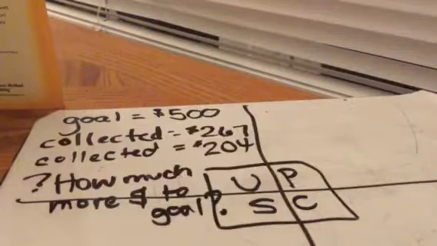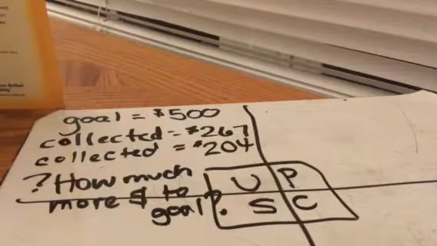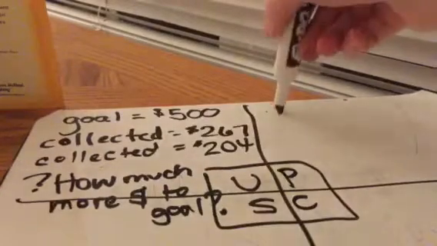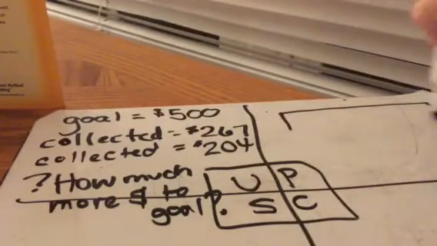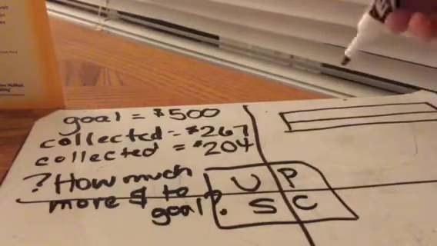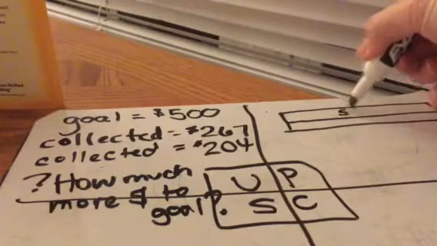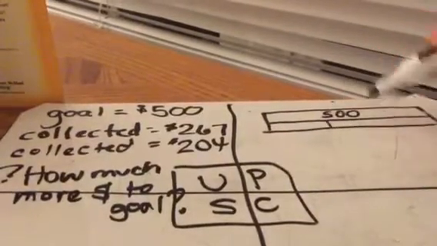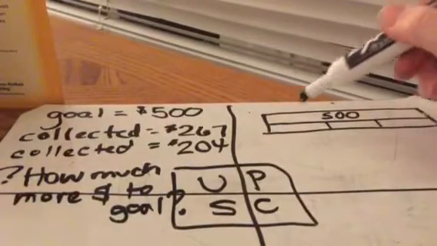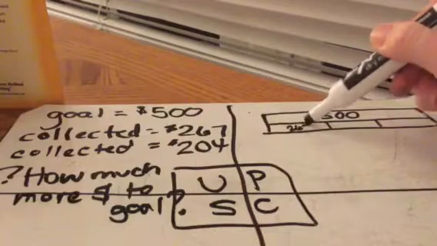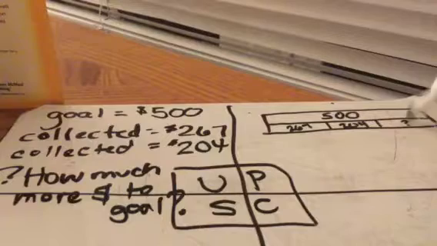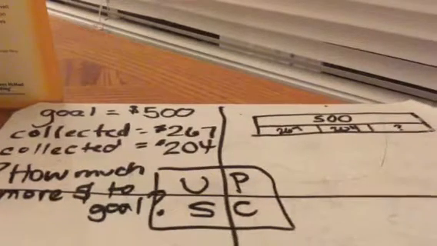Okay, and similar to yesterday, there are 2 ways that we could solve this. I'm gonna show you with that part whole diagram like I did yesterday. Here's Linda's goal, $500. That's where she wants to get to. So far, she's gotten 267, 204, and we don't know how much left she has.